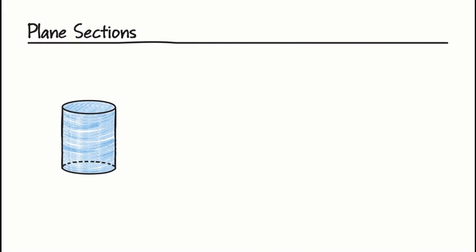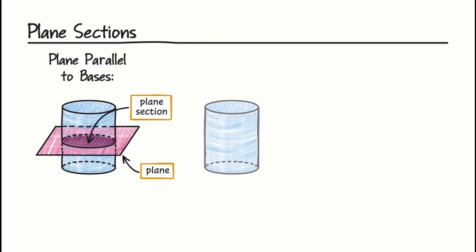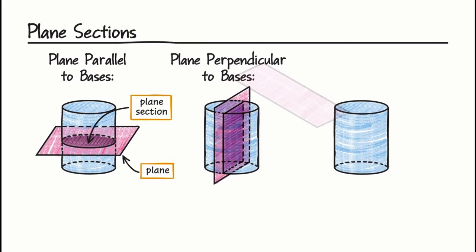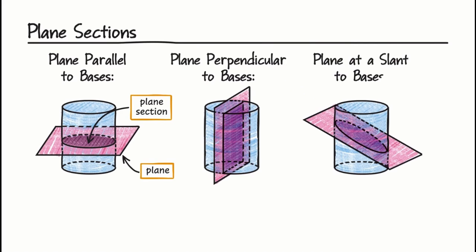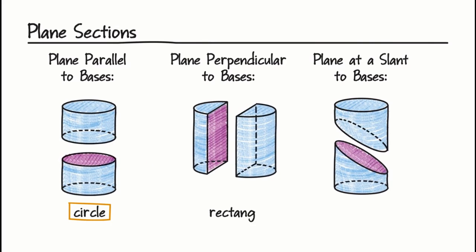In this unit, students also think about what happens when a plane slices a three-dimensional figure to form a two-dimensional figure called a plane section. They learn that a three-dimensional figure can be sliced parallel, perpendicular, or at a slant to its base. And they find that each of these slices may result in a plane section with a different shape.